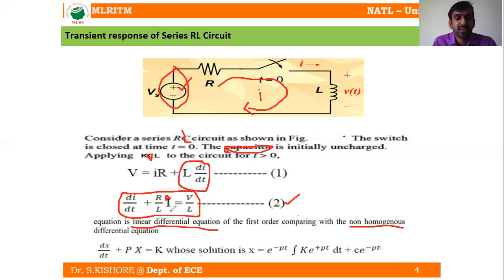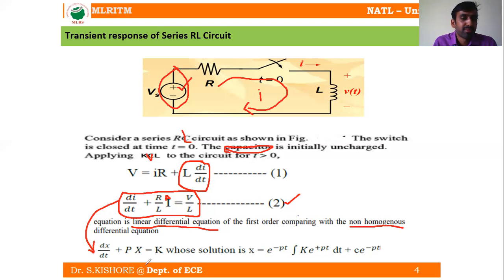So that means this is in the form of the first order non-homogeneous linear differential equation. If you compare this with the general equation which you have studied in mathematics, that is nothing but dx by dt plus px is equal to k. So this equation can be of different forms with respect to different textbooks or materials.